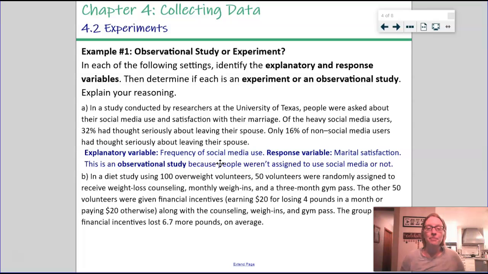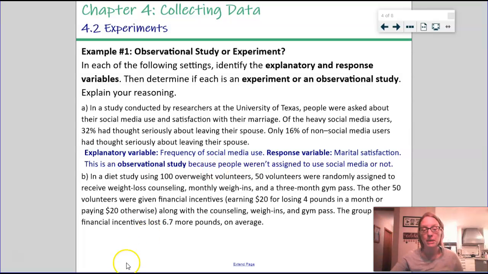So for A, where we had research conducted at the University of Texas comparing people's social media use to their marital status or marital satisfaction, our explanatory variable was how frequently they use social media. The response variable was their marital satisfaction. This was an observational study because we didn't tell people to use social media or not, or how much. Okay? We just observed the behaviors they were already doing and then recorded what happened as the response variable.